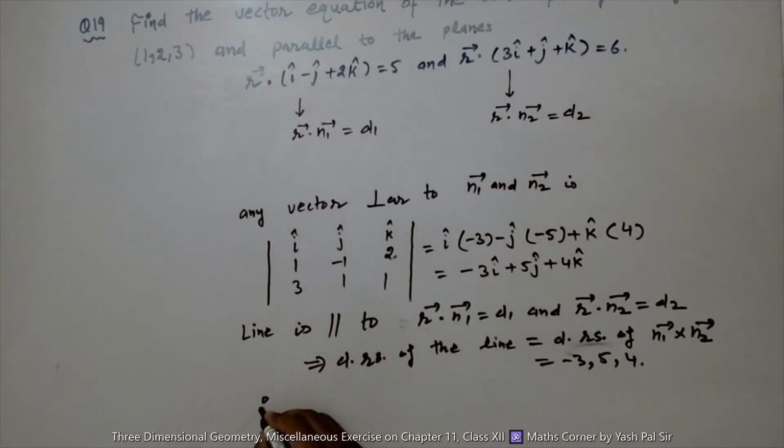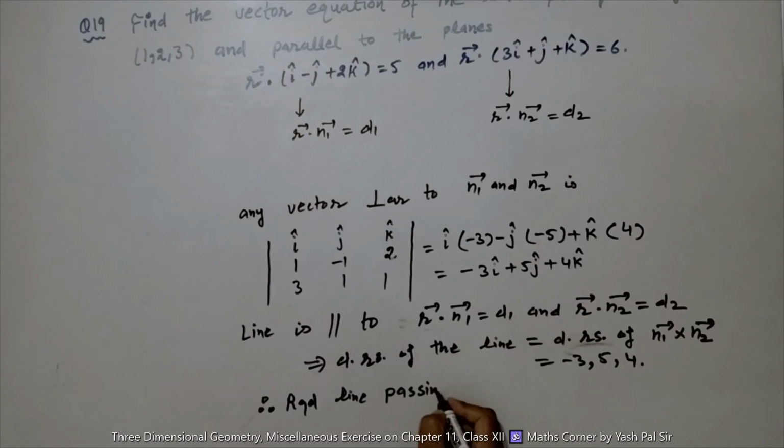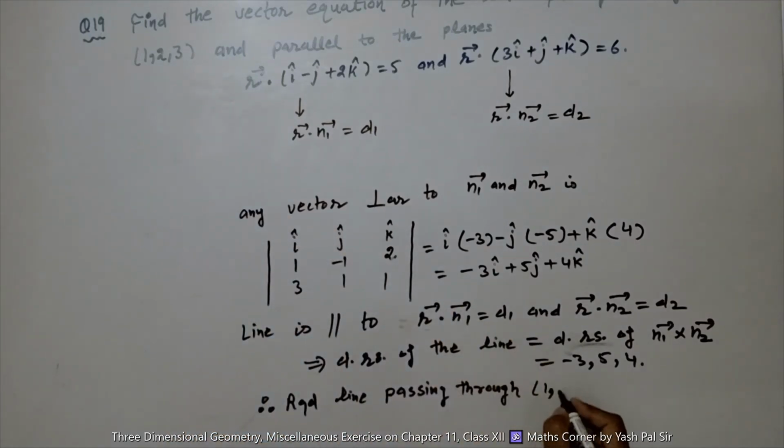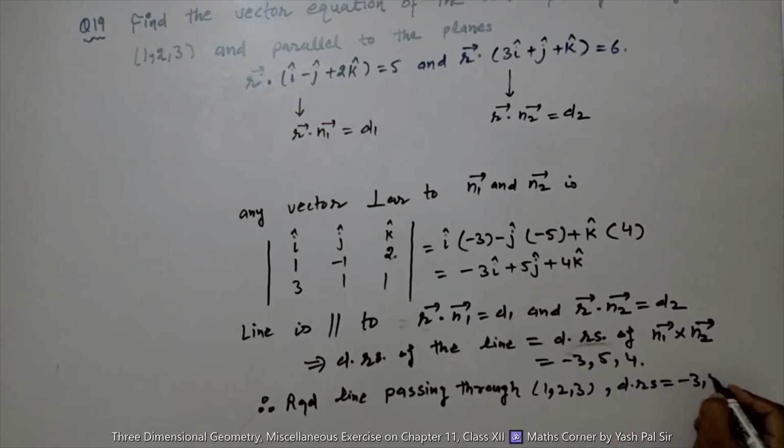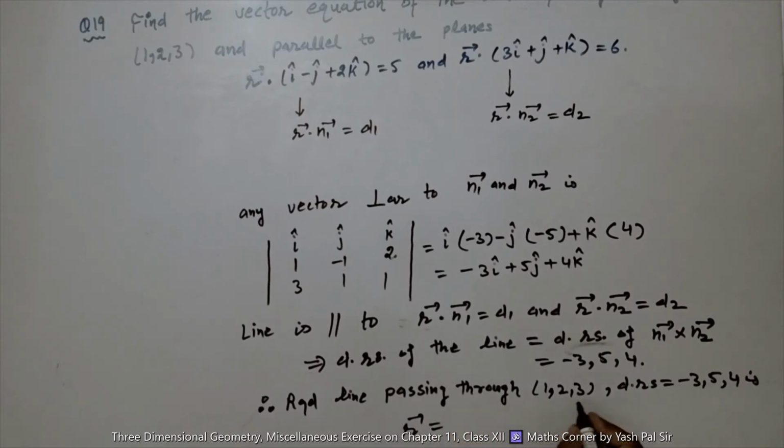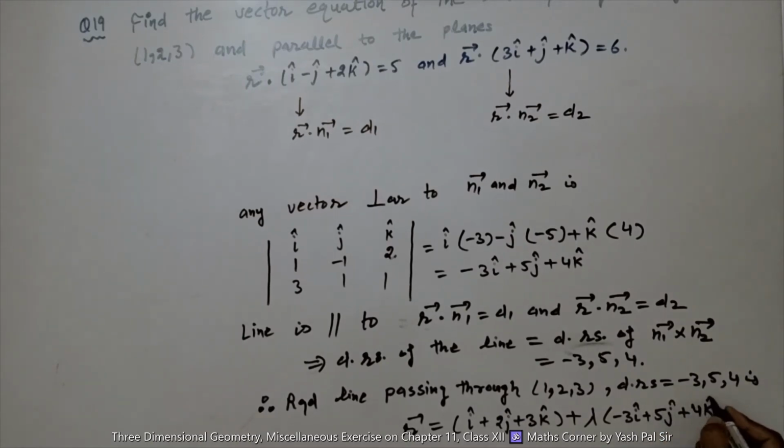Therefore the required line, passing through the point (1, 2, 3) with direction ratios -3, 5, 4, is vector r equal to i + 2j + 3k plus lambda times (-3i + 5j + 4k). So this is the required result.